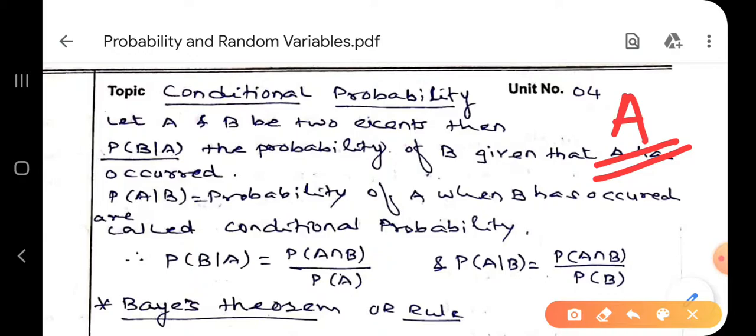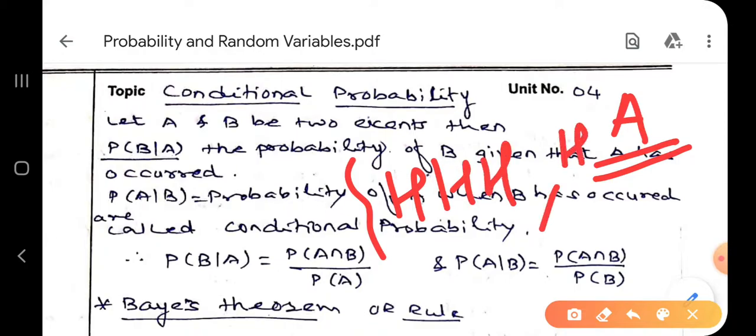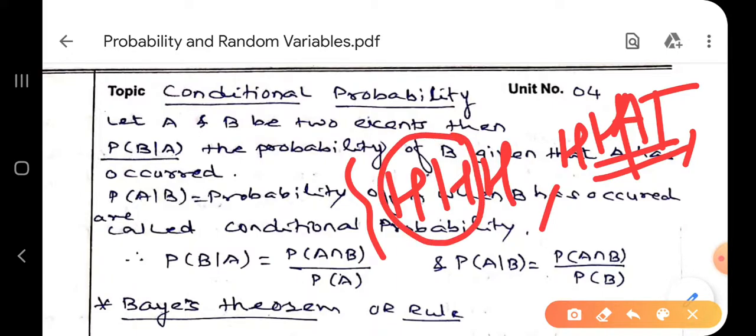Suppose I toss 3 coins, then for 3 coins I can take H, T, like that. You know all these 8 chances are there. Now if you know that the first 2 are always head, then what is the probability? If I have to find that, that condition is called conditional probability.